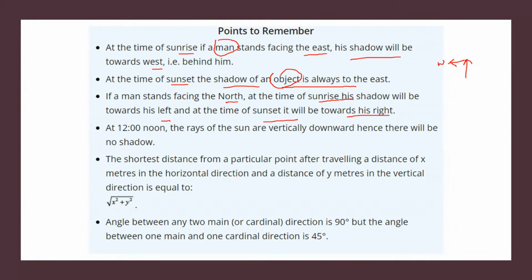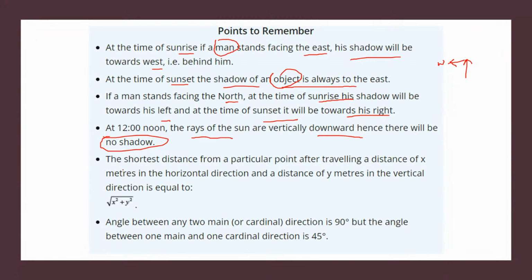Okay, so the next pointer is, at 12 noon the rays of the sun are vertically downwards, hence there will be no shadow. Okay, at 12 noon there will be no shadow because the rays are vertically downwards.